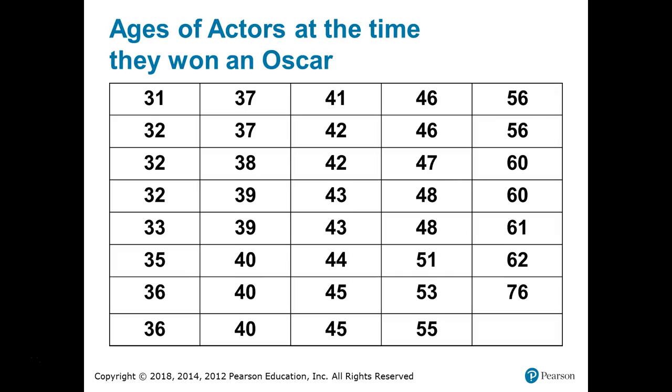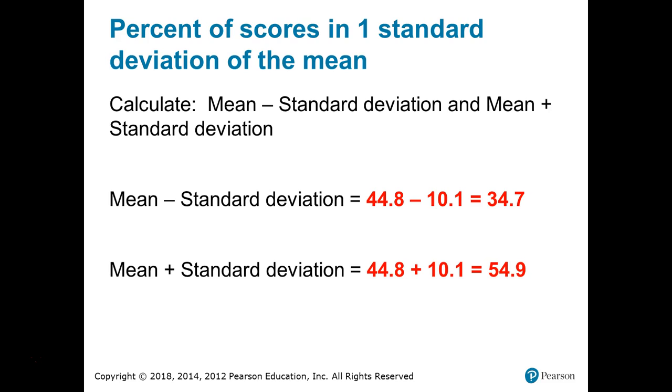So again, let's look at our ages of actors at the time they won an Oscar. Let's say I want to know what percentage of scores are 1 standard deviation away from the mean. Okay, so we have our mean, 44.8.